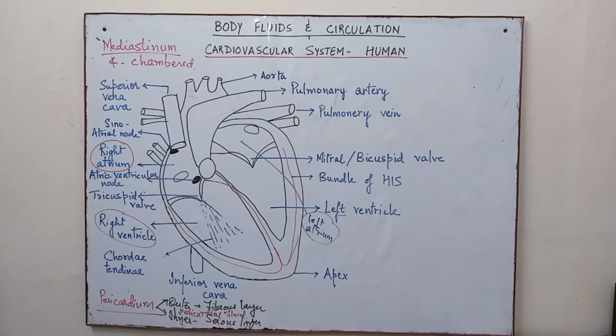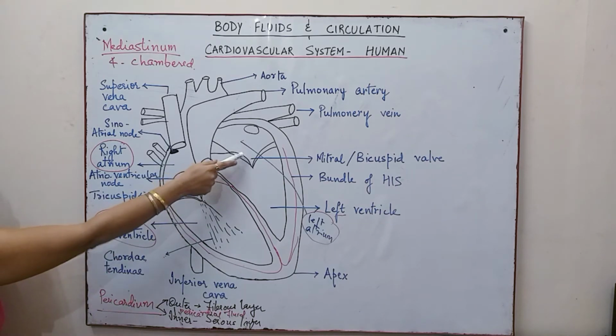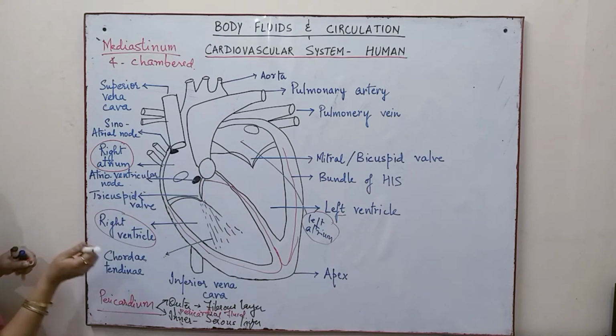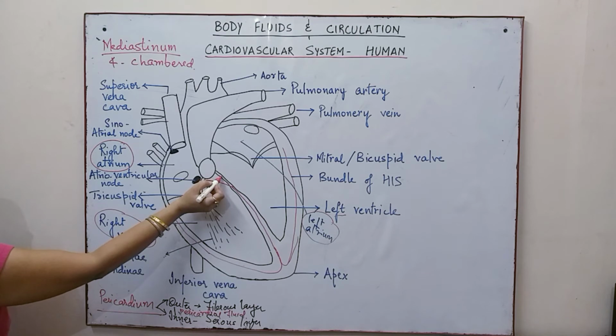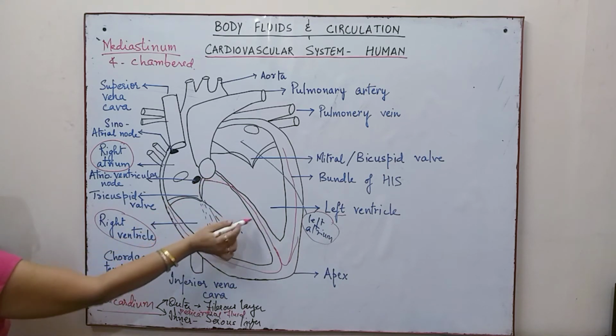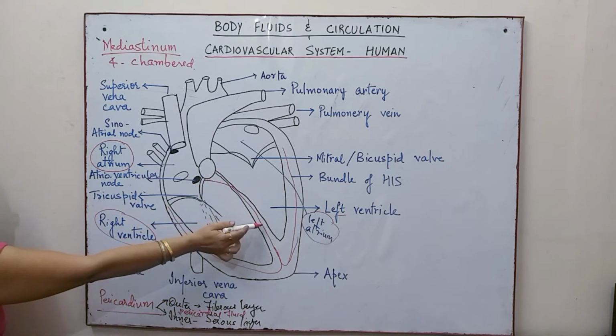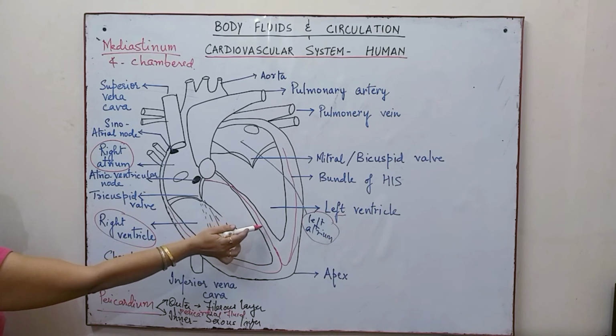Now there is a thin muscular wall which divides the right and the left atria, and there is a thick wall that divides the ventricles. So over here, this is the atrium region, and the wall that divides these two is thin, and the ventricles, the wall dividing between these two is quite thick.